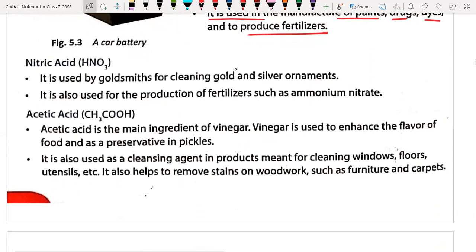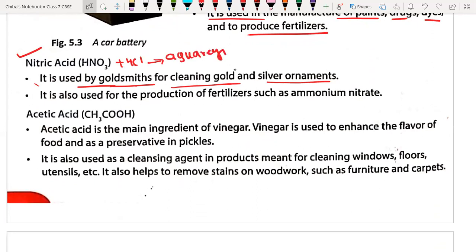Now we are going to understand nitric acid. It is used by goldsmiths. Goldsmiths use nitric acid for cleaning gold and silver ornaments, because when nitric acid is mixed with hydrochloric acid, it becomes very corrosive, and the mixture is called aqua regia.